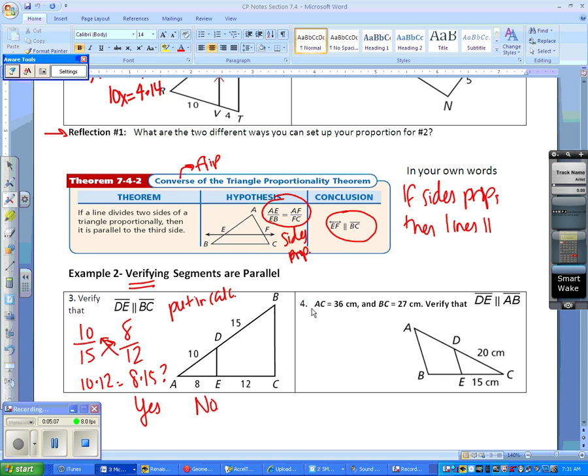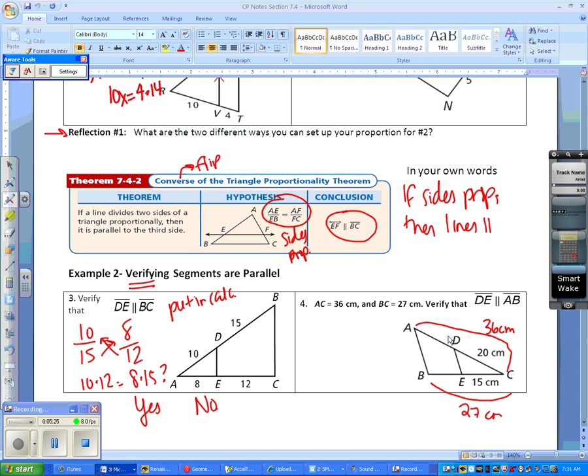Okay, this one, number 4, says AC is 36 centimeters, and BC, so this whole thing is 27 centimeters. Show that these two things are parallel. Well, they are going to be parallel if this part over this part equals this part over this part. And they give us the whole thing.